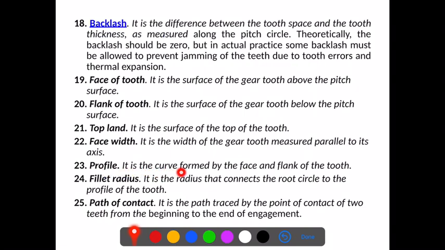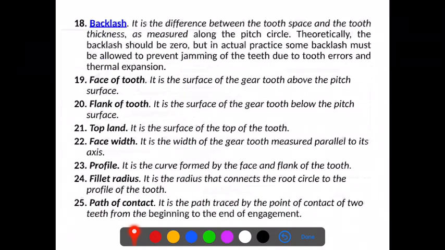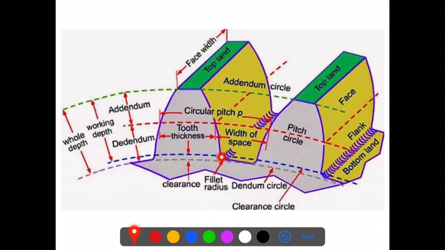Profile is a curve formed by the face and flank of the tooth, and that is called the profile of the tooth. Fillet radius is a radius that connects the root circle with the profile of the tooth. That is called the fillet radius.